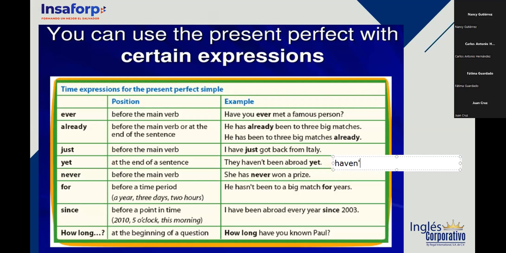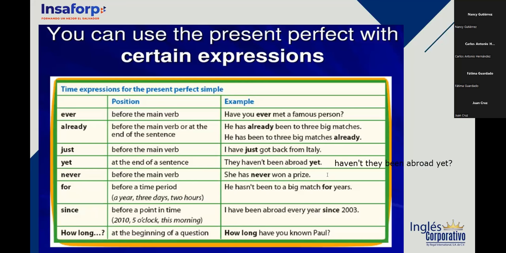It's like, haven't they been abroad yet? So that's what we have. If I change the sentence to a question, I can use the same time expression yet, in questions and in negative sentences. Negatives and questions, keep that in mind. And this one will always be at the end. What does it mean? If I say they haven't been abroad yet, it means todavía, o aún. Those are the meanings that we have for yet.